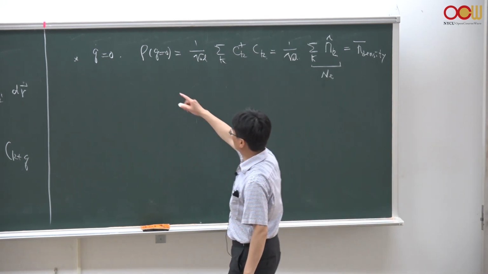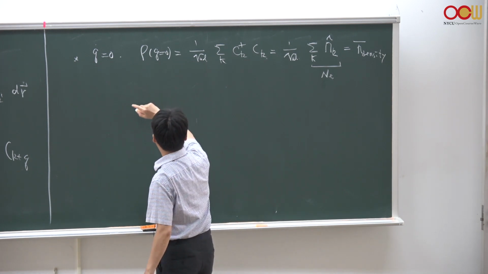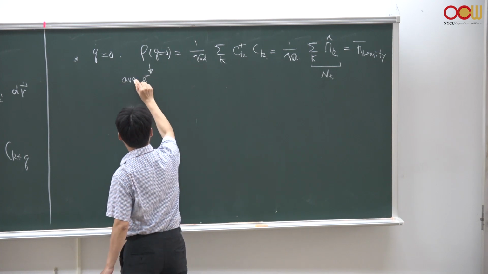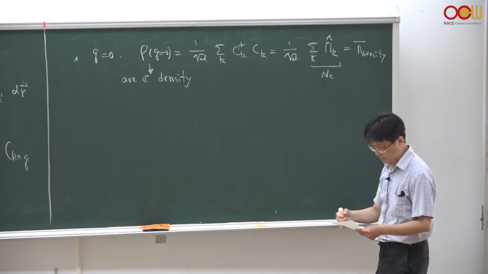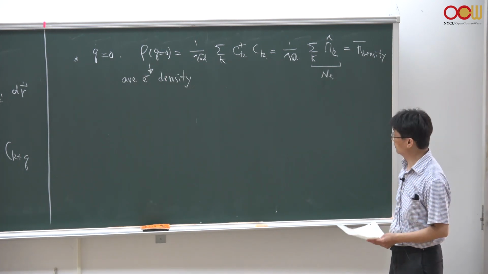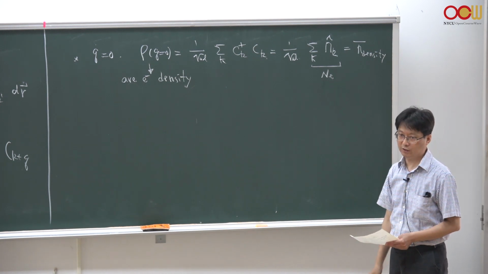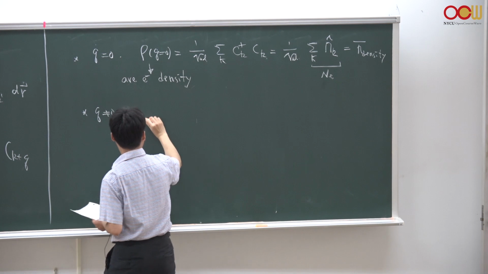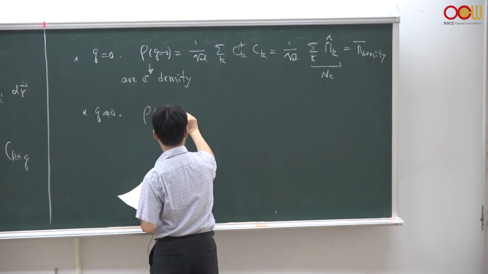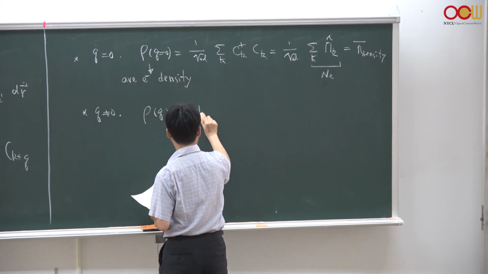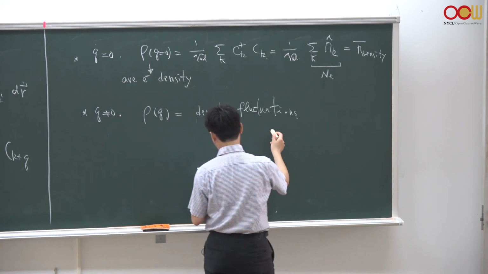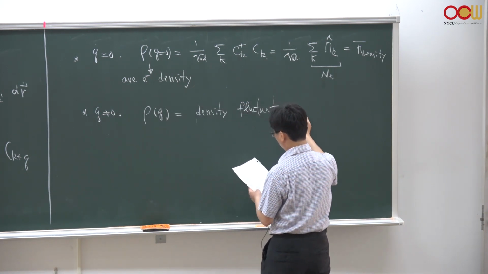So the q equals 0 component of this rho of q should be interpreted as the average electron density. This is nothing but your total number of electrons divided by your volume. But what about the q non-zero component? Then rho of q stands for the density fluctuations. And this is related to the particle-hole pair excitation.